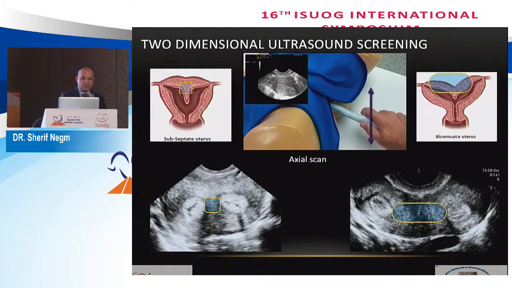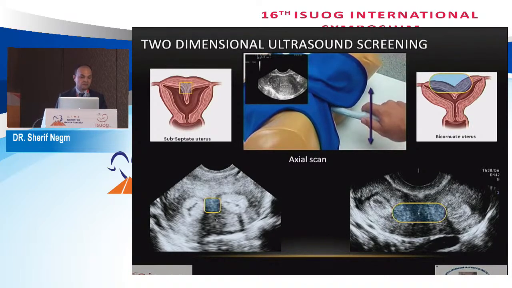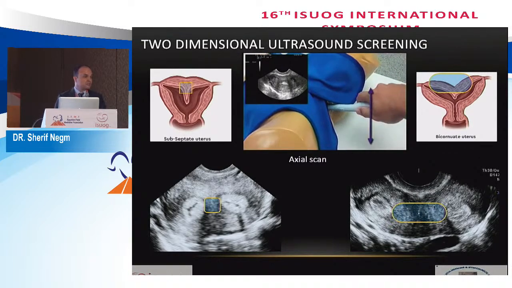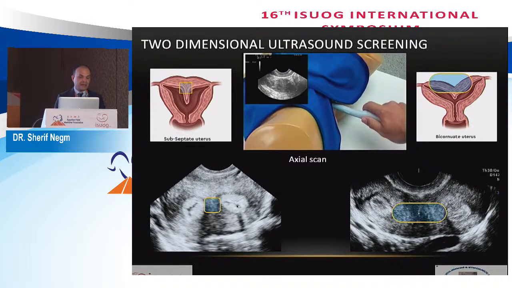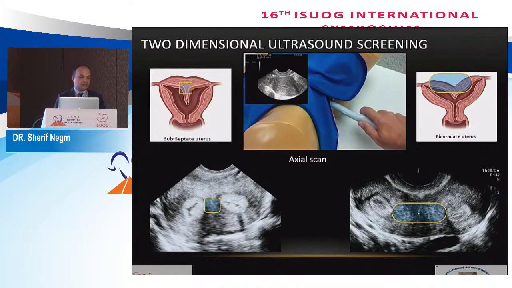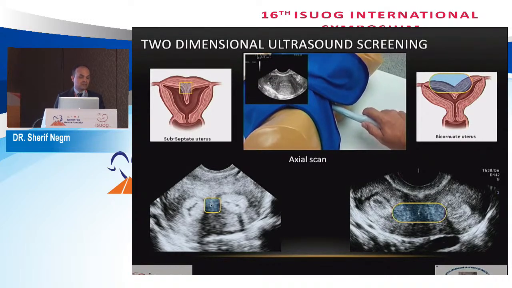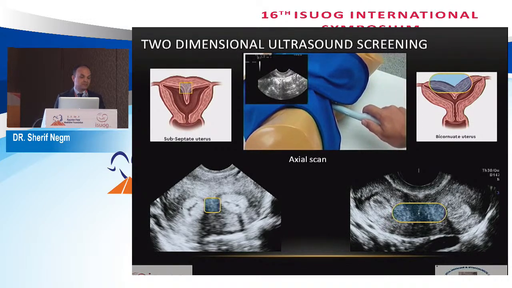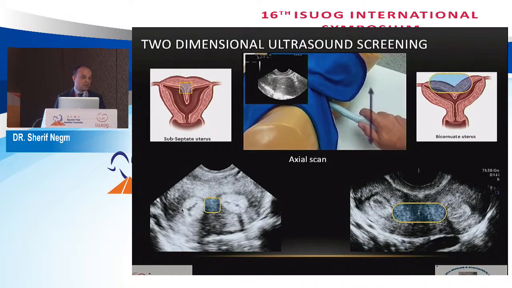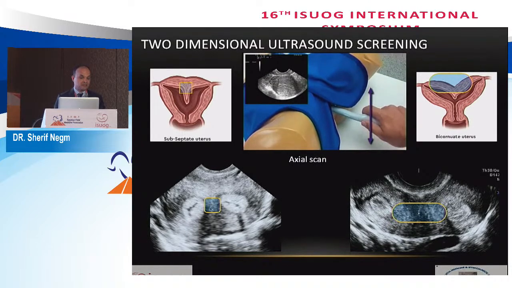are more common anomalies. This is a septate uterus, while this is a bicornuate uterus. You can see two endometrial cavities in the axial scan. You can see this triangular area, and this rectangular area here. You can see there is myometrium intervening between the two endometrial areas.